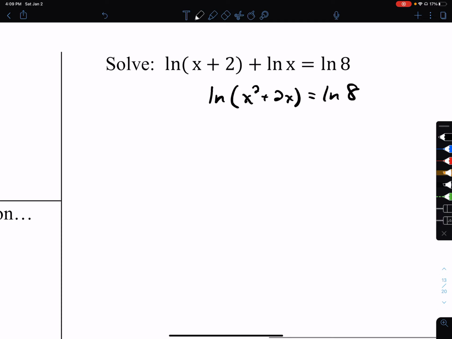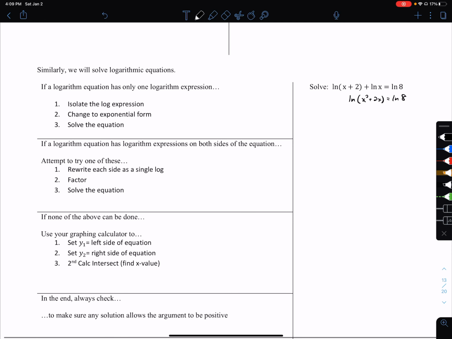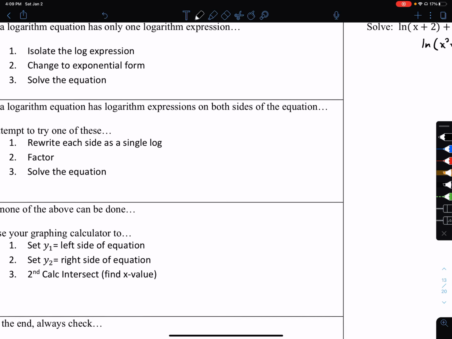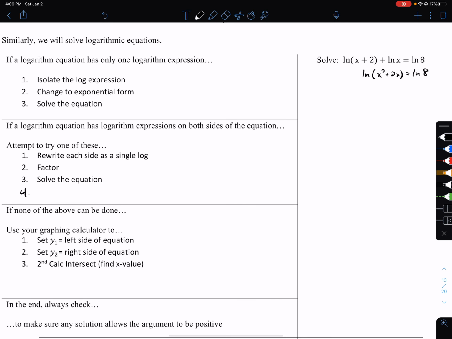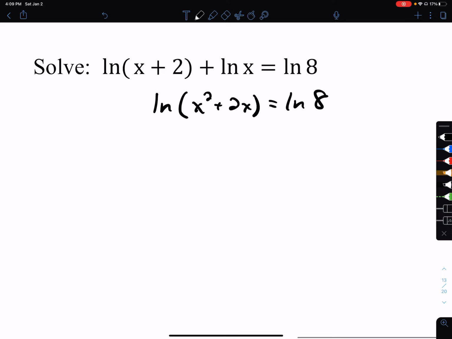Now this isn't listed as one of the options. Let's see, we'll put this as 4. These aren't in any specific order. This is if a log equals a log. We want to use the property of equality. Property of equality says if you have a log equal to a log and they have the same base, you can simply set the arguments equal to each other. And then this is simply a factoring problem at this point.